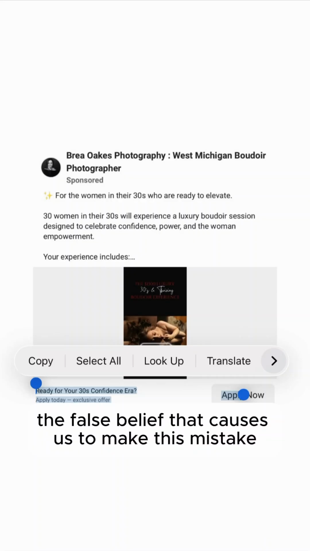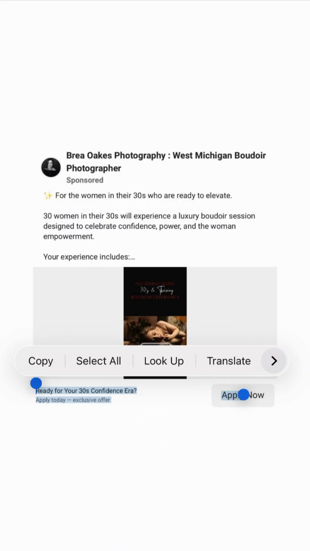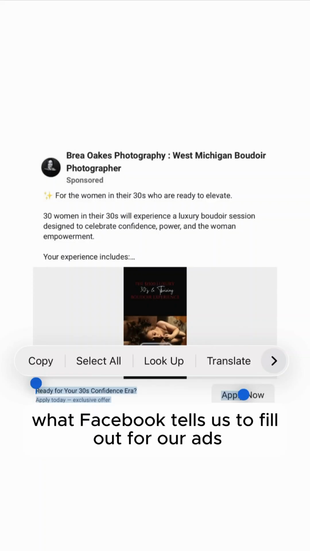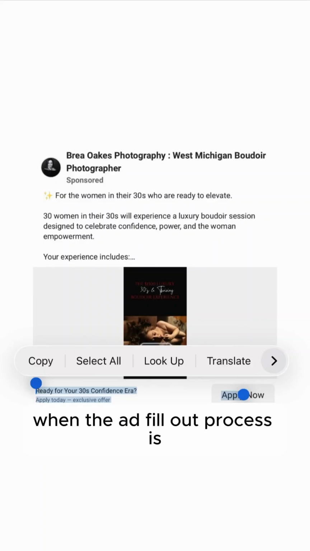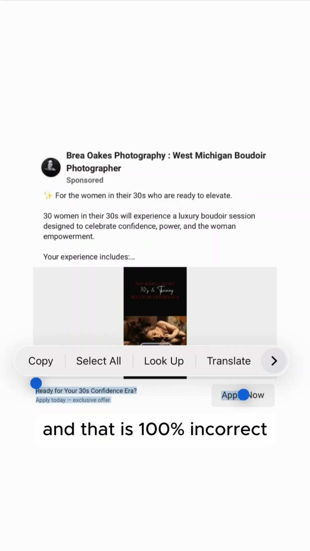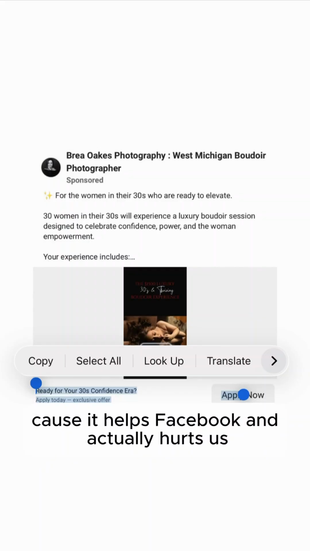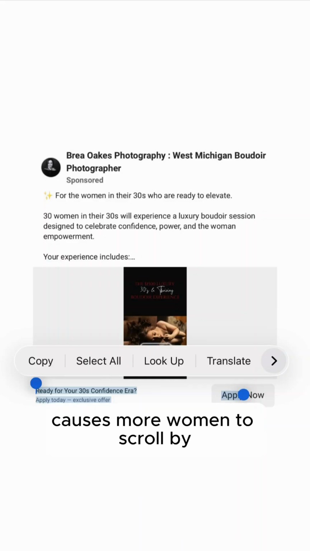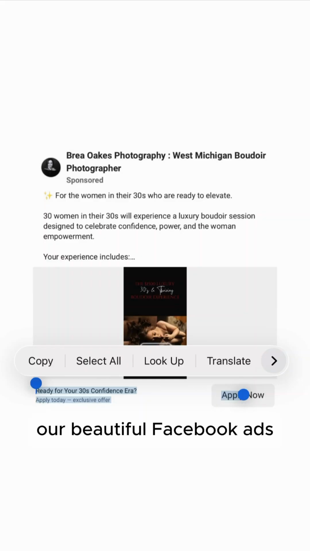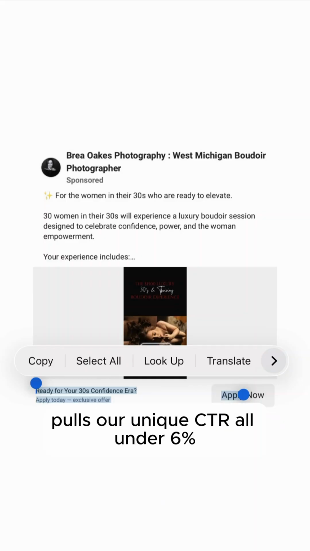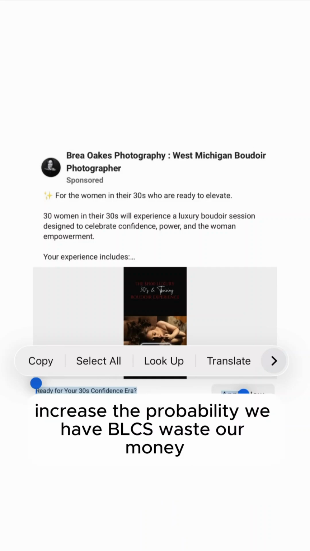The false belief that caused us to make this mistake is that we're trusting what Facebook tells us to fill out for our ads, when the ad fill out process is what we should fill out for our ads. And that is 100% incorrect. Facebook recommends those things because it helps Facebook and actually hurts us. That's right, it hurts us. Causes more women to scroll by our Boudoir Facebook ads, pulls our unique CTR under 6%, increases the probability we have BLCS, wastes our money.